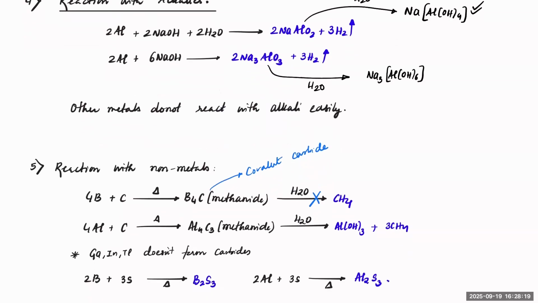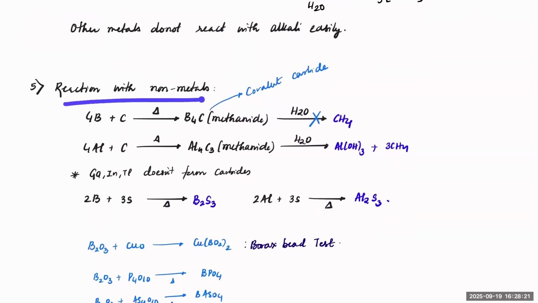Now, what about non-metals? Boron plus carbon can form B4C. That means boron and carbon will start holding a strong covalent bond. And these are called methanides. Usually, if they have a covalent bond, they do not give methane on hydrolysis. Got it?